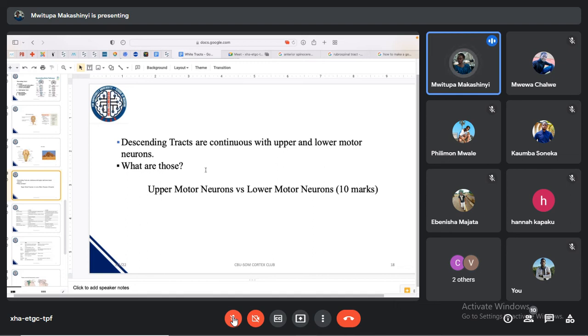Now they have different functions in the sense that upper motor neurons often deal with controlling movements, and lower motor neurons deal with regulating movements. Now I realize that doesn't sound very different, but the difference will show as we get to what happens when each of them gets damaged.